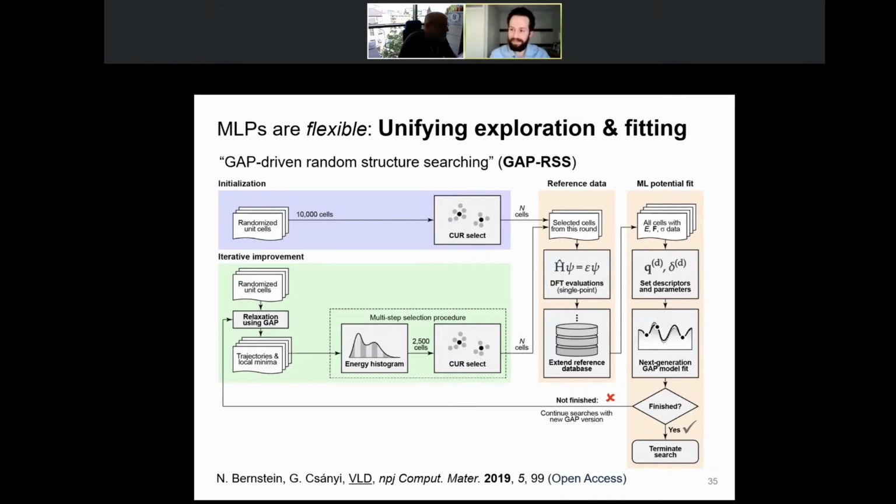So Vincent Chung is asking, how does the number of DFT evaluations in the GAP random structure search compare to other algorithms, say like USPEX, so I guess genetic type of algorithms? I guess this is a question that comes up a lot, right? How do genetic algorithms compare with random structure search?